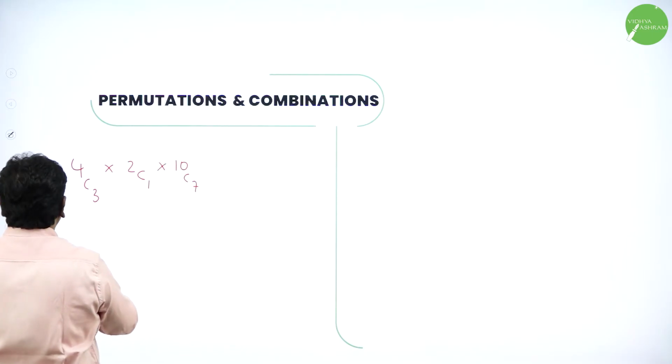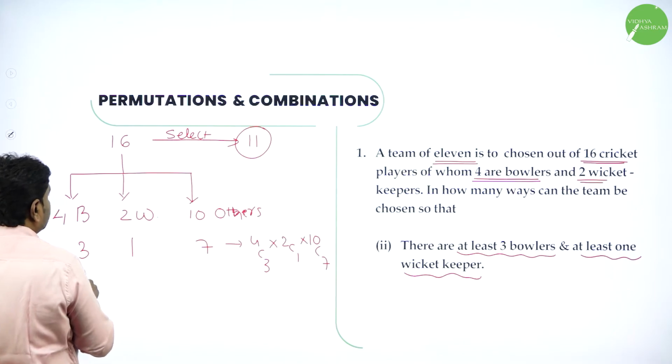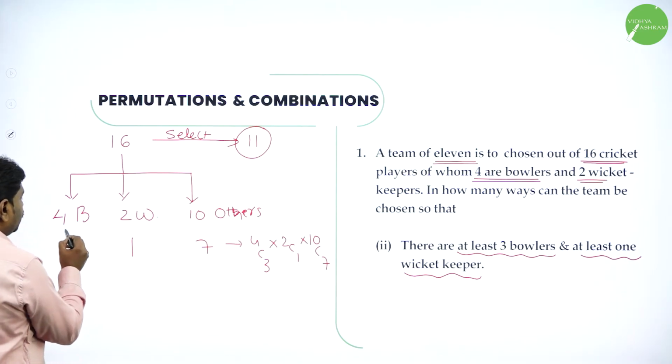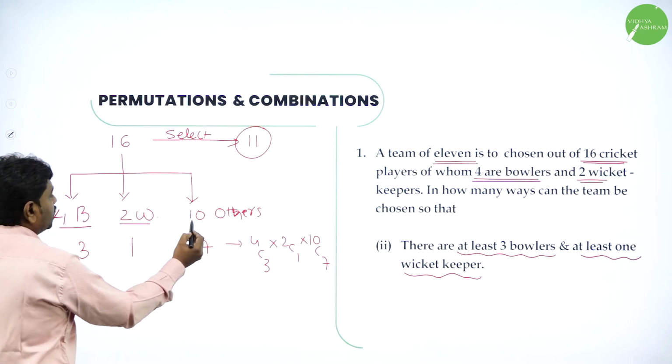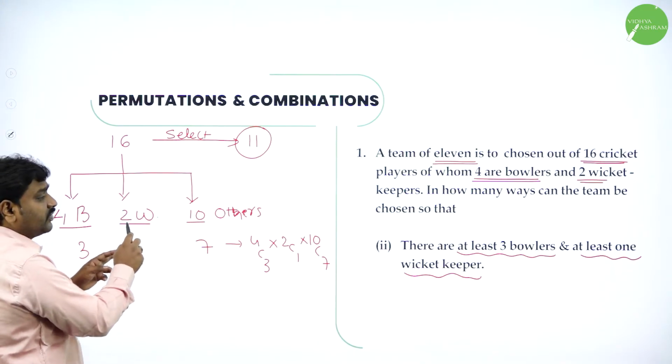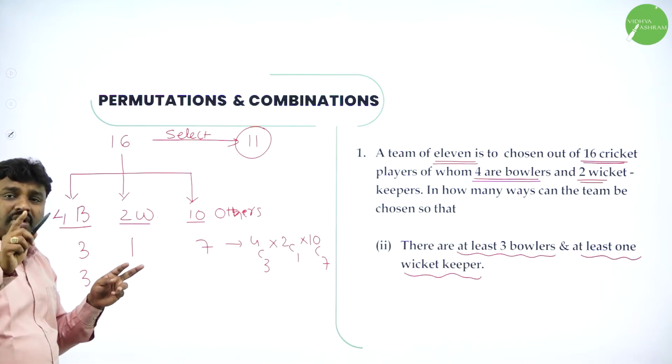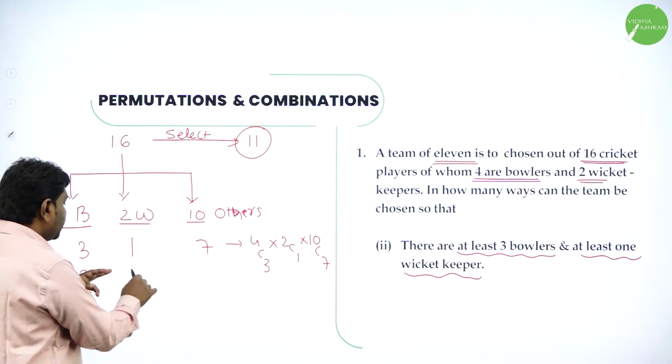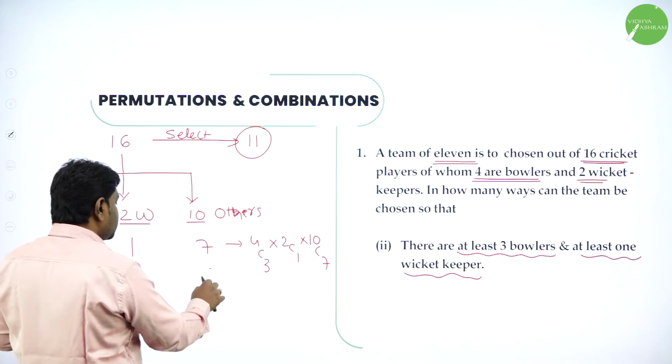This is one situation. Then what is the other situation? See, they told at least 3 bowlers. At least 3 bowlers means I'll take 3 bowlers only, and at least 1 wicket keeper means 1 wicket keeper or more than that. I'll take 2 wicket keepers and remaining 6 here.